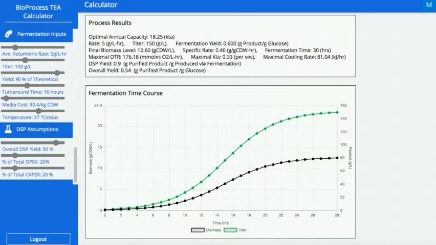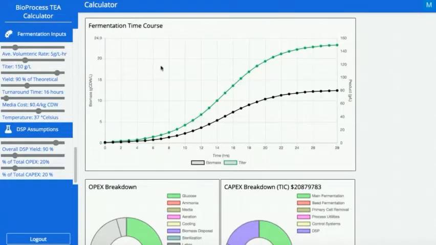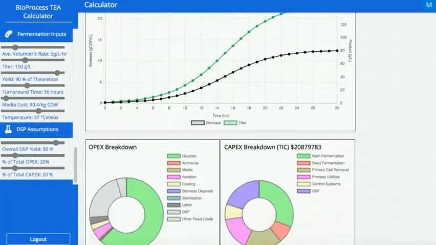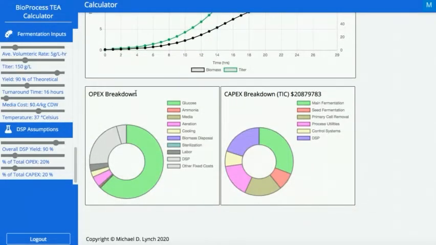These results are followed by a predicted fermentation time course, where biomass levels, the number of cells, as well as product concentration are plotted as a function of time. Biomass is given in grams of dry cell weight per liter and product in grams per liter. Lastly, the results include a breakdown of the estimated operating costs, OPEX, and capital cost, CAPEX.